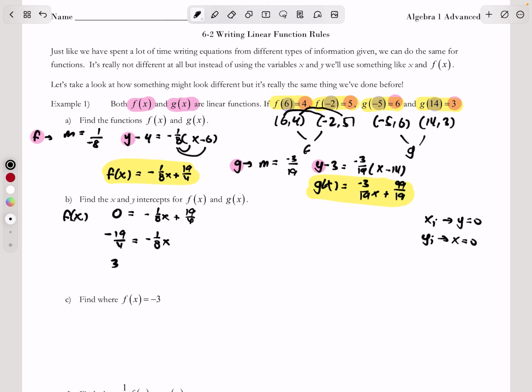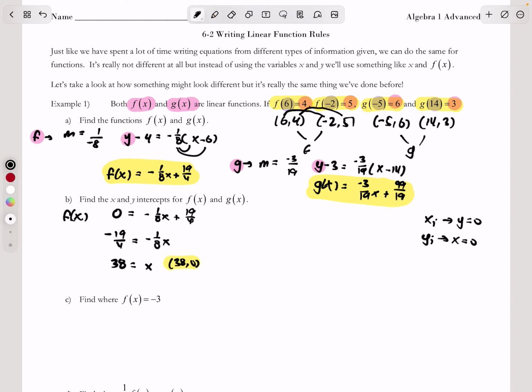That's going to be positive 38 when I do that. The 8 will cancel the 4 to give me a 2. 2 times 19 is 38. So my x-intercept is (38, 0). Kind of weird. I always like finding y-intercepts because they're just easier to deal with.